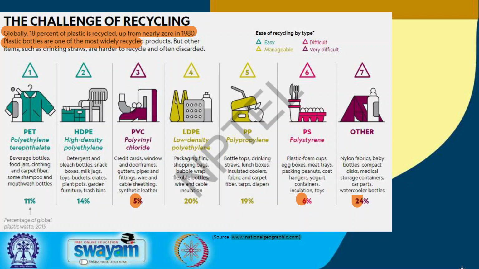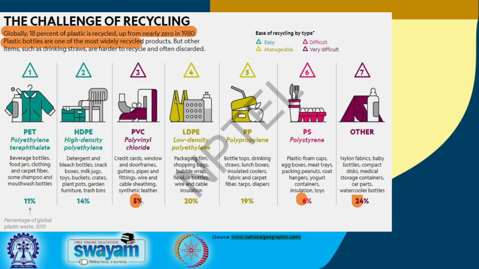Here, PET bottles and HDPE, in this color, denote the easily recyclable items, and some are manageable, like LDPE and PP. If you add all these three, we get around 59 percent recycled. Other than this 59, the remaining 40% in the other plastics, and the PVC and the PS, are very difficult to recycle.